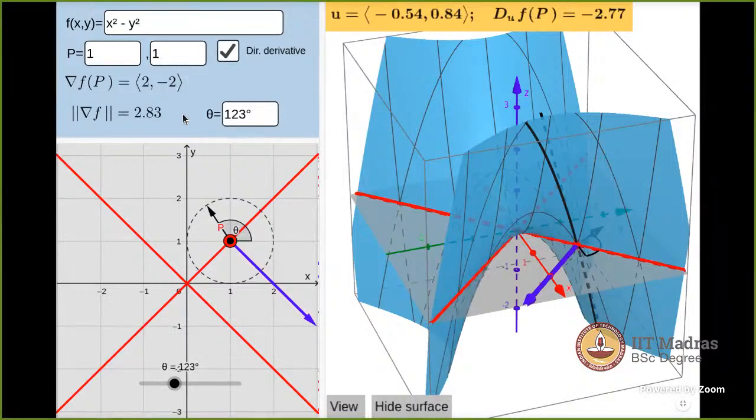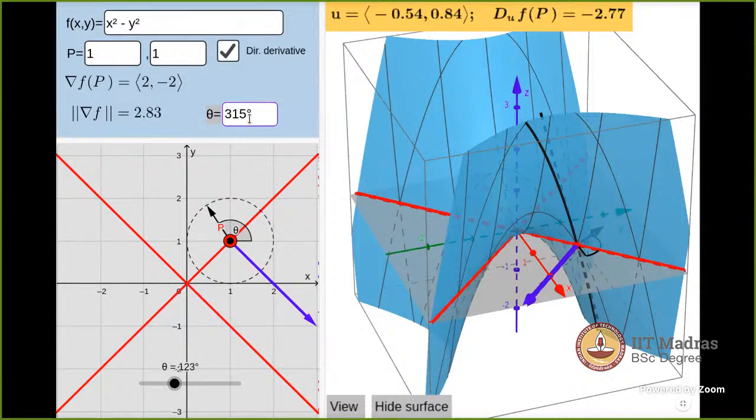Is it okay? Can you tell me what angle the gradient vector is making with the x-axis? 45 degree. Minus 45 degree. That means if we take it in the positive direction, 360 minus 45, right? 315 degree. So along 315 degree, it should be maximum.